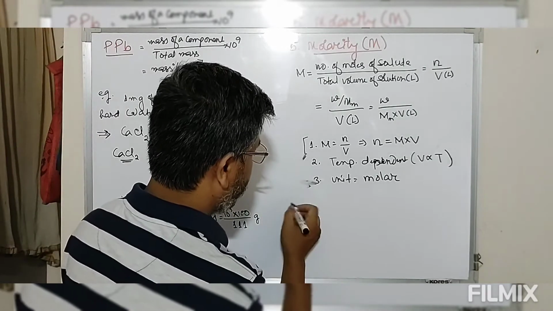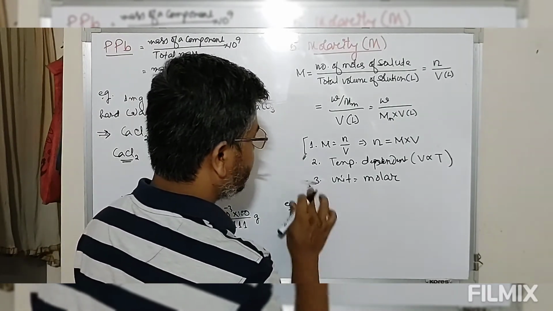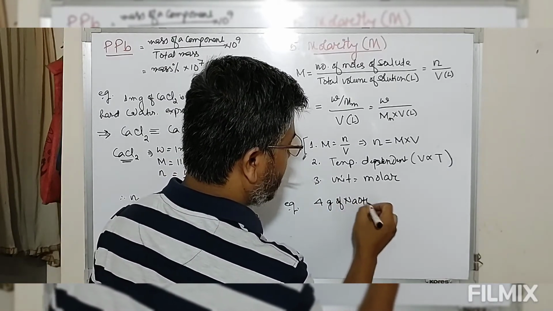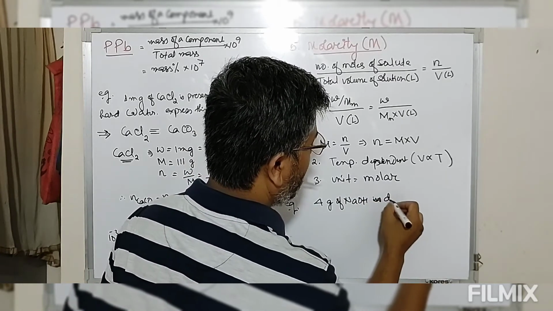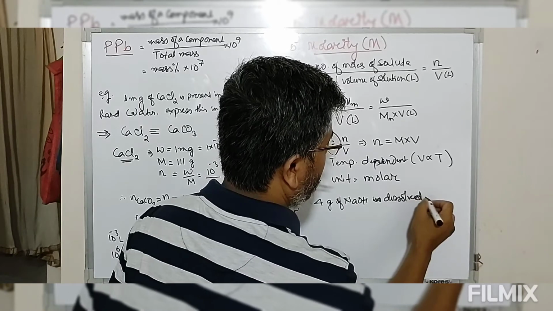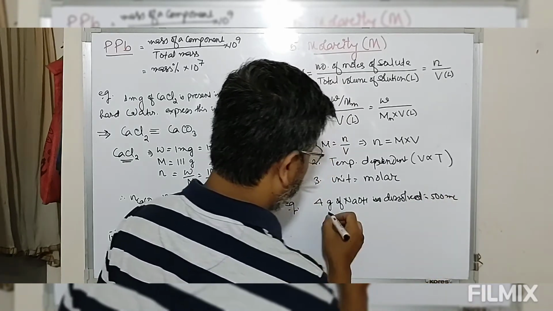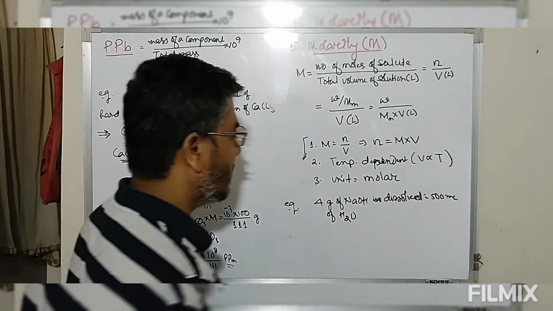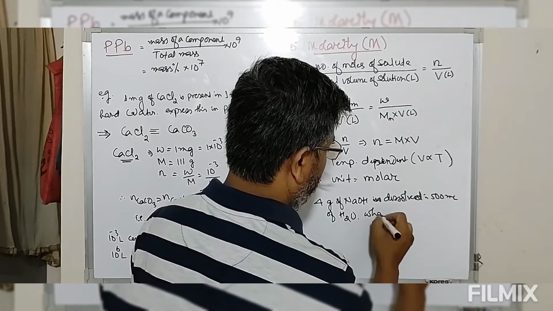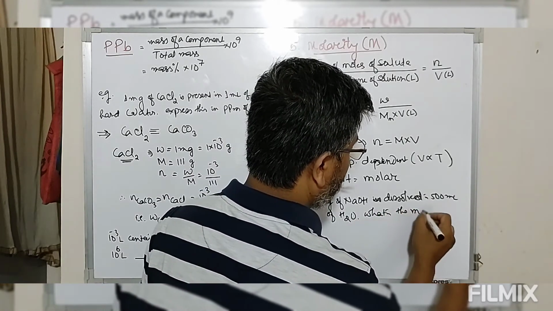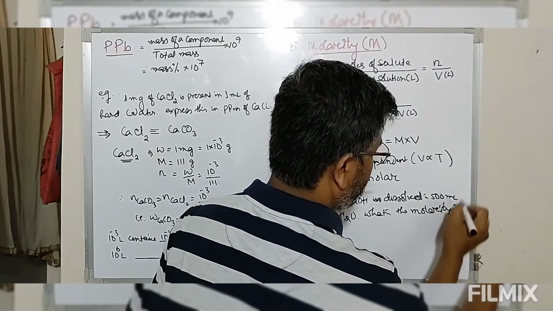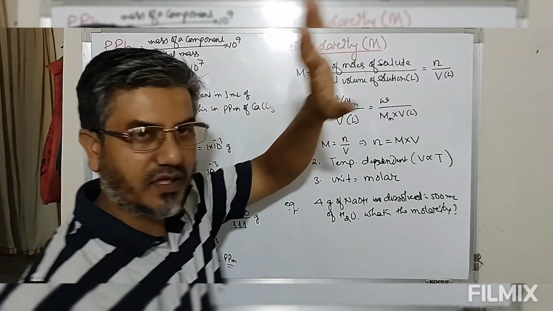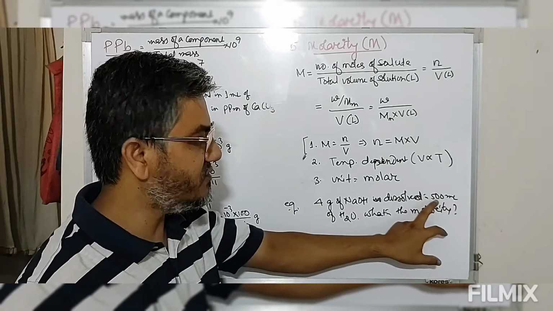So let me give you an example here. Now look at this. 4 gram of sodium hydroxide is dissolved in 500 ml of water. What is the molarity of the solution? First of all, look at this. We have molarity as number of moles divided by volume. The total volume is 500 ml.